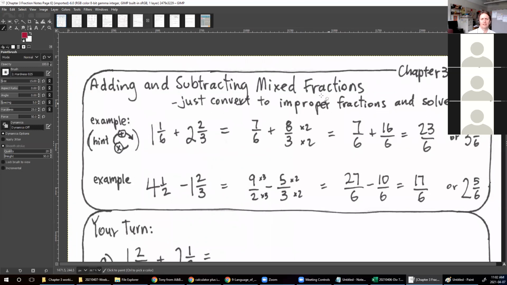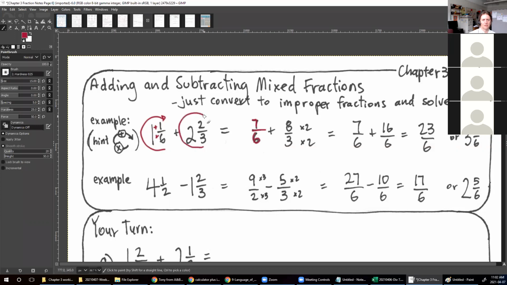Adding and subtracting mixed fractions. So you just have to convert it to improper fractions and solve. So again, I'm going to draw my little arrow here. 6 times 1 plus 1. So 6 times 1 is 6, plus 1 is 7. And the bottom stays the same.